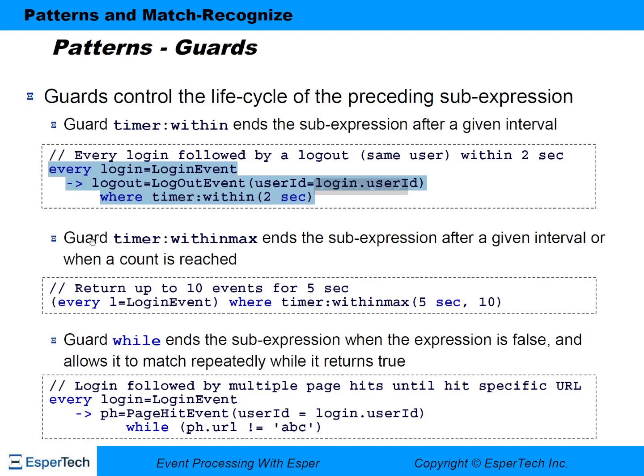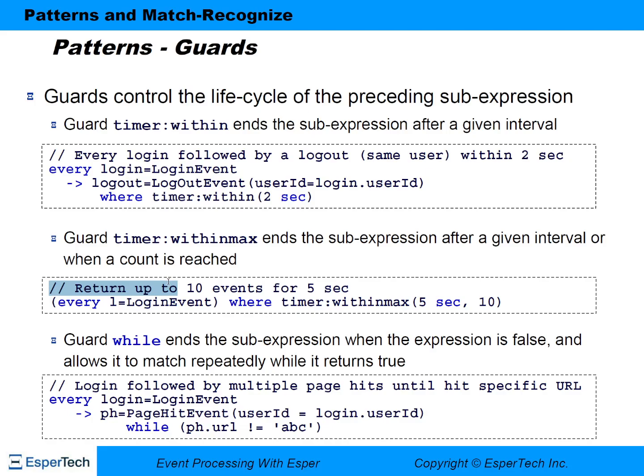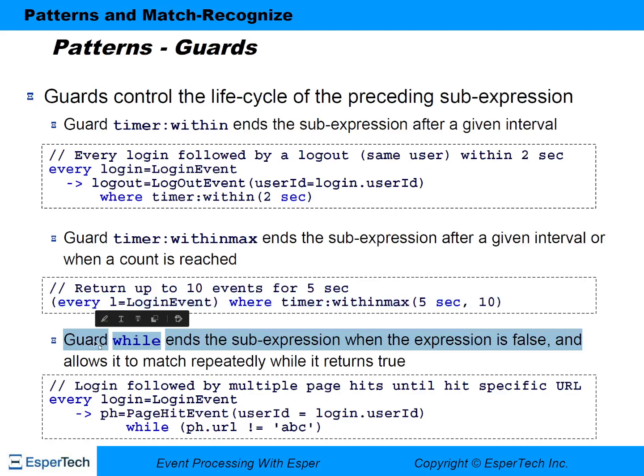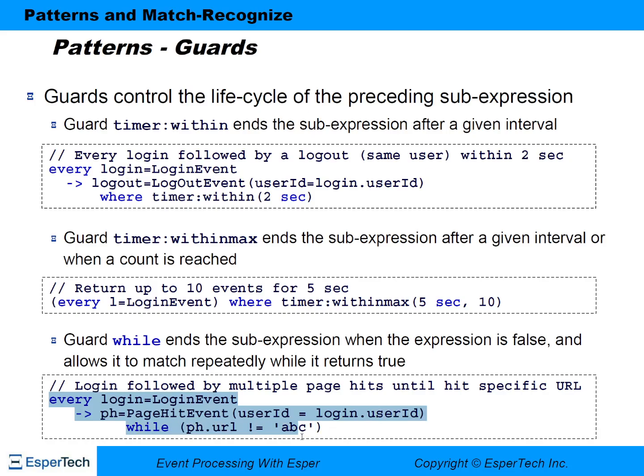The guard timer within max ends the sub-expression after a given interval or when a count is reached. This EPL returns up to 10 events for 5 seconds. Parenthesis every login event where timer within max 5 seconds 10 events. The guard while ends the sub-expression when the expression is false, and allows it to match repeatedly while it returns true. Here it looks for login followed by multiple page hits until it hits a specific URL. Every login event followed by page hit event for the same user while page hit URL not equals ABC.